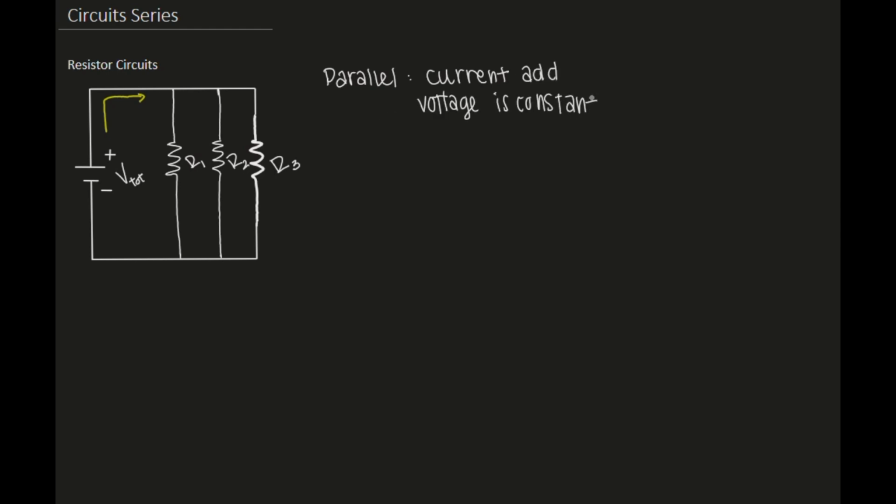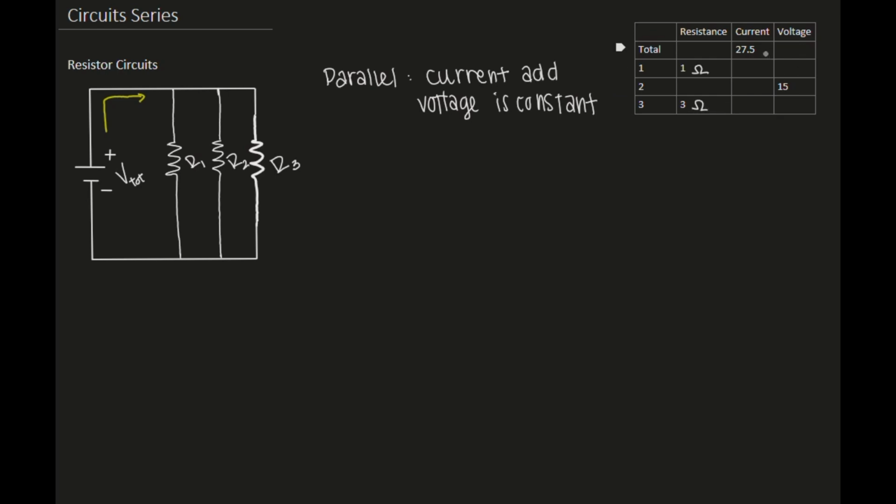To better understand this, we'll look at an actual example. Let's put in some values. Let's say we have a table here where we know some of the values. We know the resistance of R1 is 1 ohm. We know the resistance of R3 is 3 ohms. We know the total current going into the circuit is 27.5 amps. And we know the voltage across resistor 2 is 15 volts.